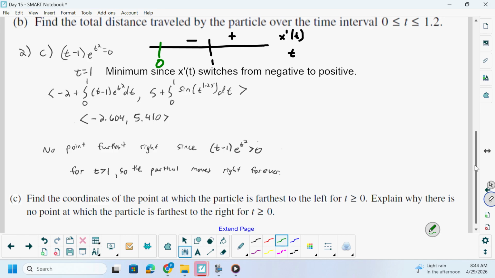But so 1 is a critical value. Using your calculator, you find it's a minus plus. So we've got a minimum for t equals 1 since x prime of t switches from negative to positive.